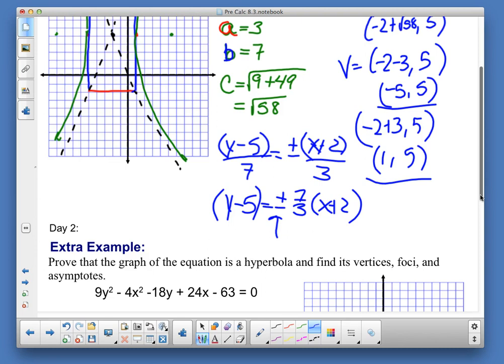Okay. Pay attention to the differences from ellipse to hyperbola, because those are the things that are going to get you. The things that are so close that they're confusing, make sure you just reread your notes and know your vocabulary.